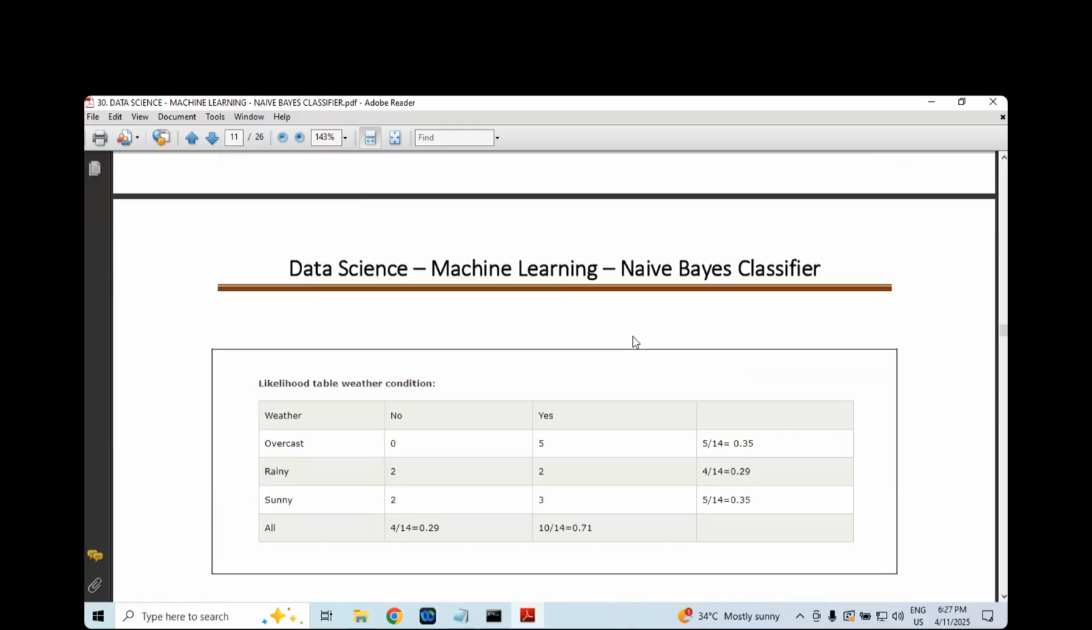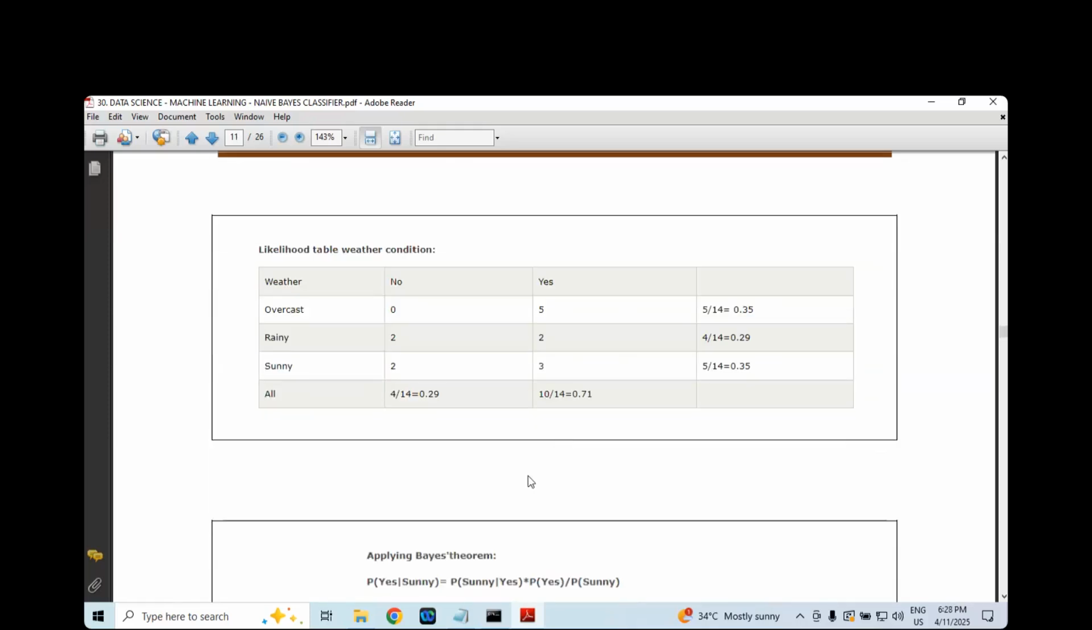Move to the next table. This calculation is a little important. We are not doing it manually, but the backend algorithm will do it. The next table is the likelihood table, which captures the chances.